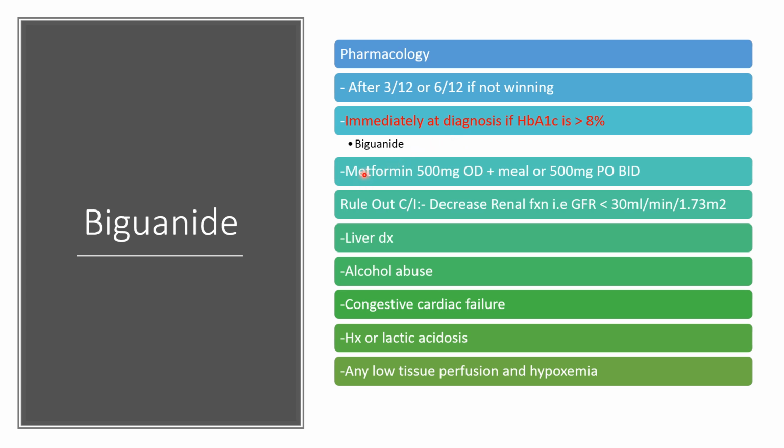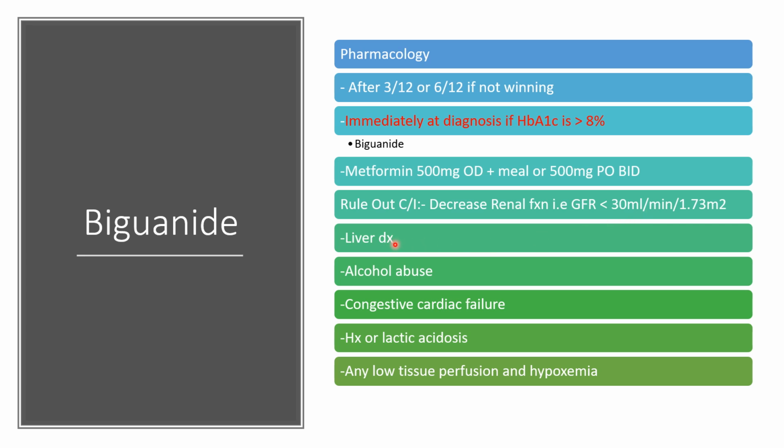So let's start with the one that most of us will be comfortable to start with. That is biguanide. And the example is metformin, Glucophage, 500 milligram once daily with meal, or 500 milligram twice daily. We have to rule out certain conditions before placing that man or woman on metformin. Number one, renal function. What is happening with the glomerular filtration rate? If it is less than 30 mL per minute, we should not give biguanide or metformin today.